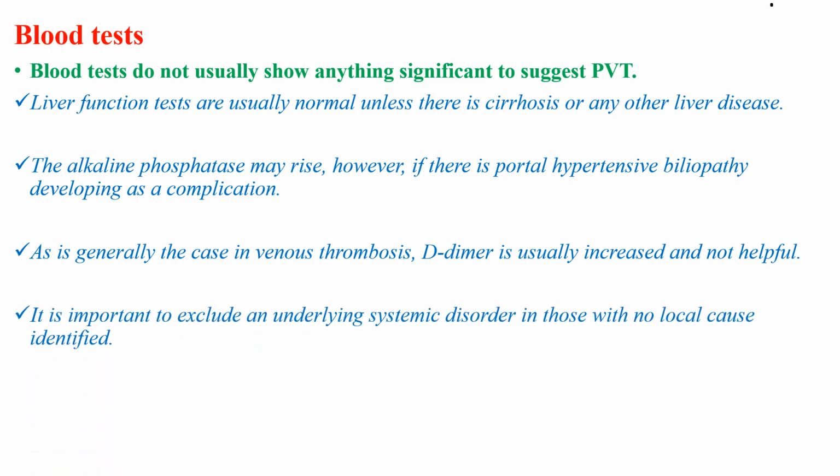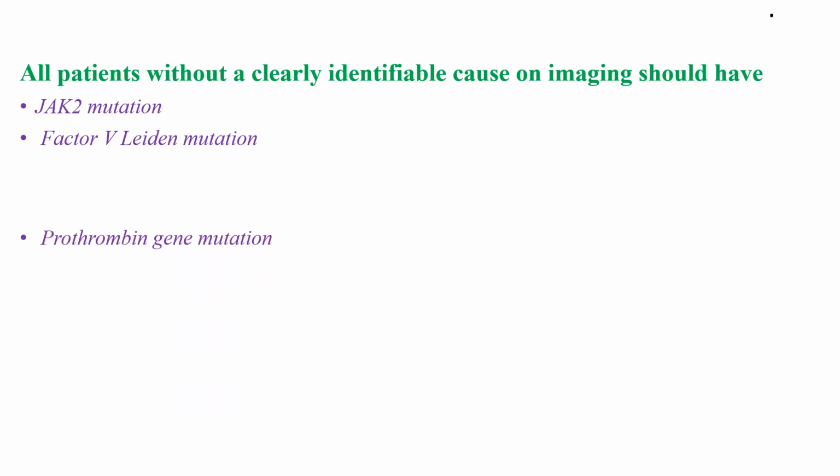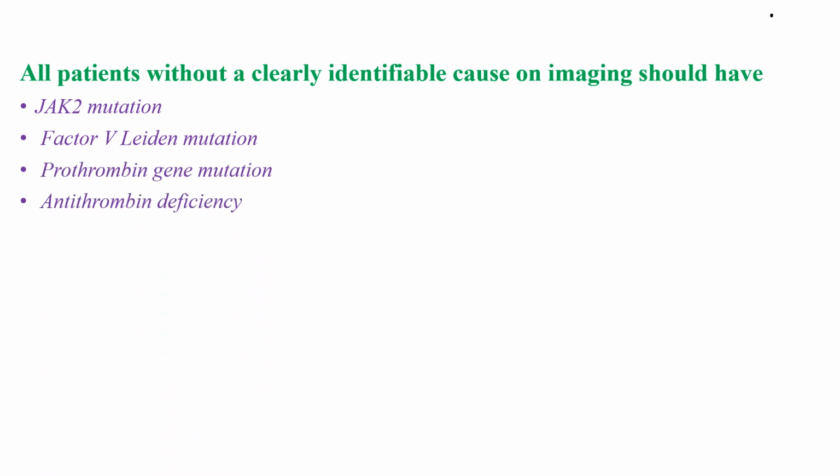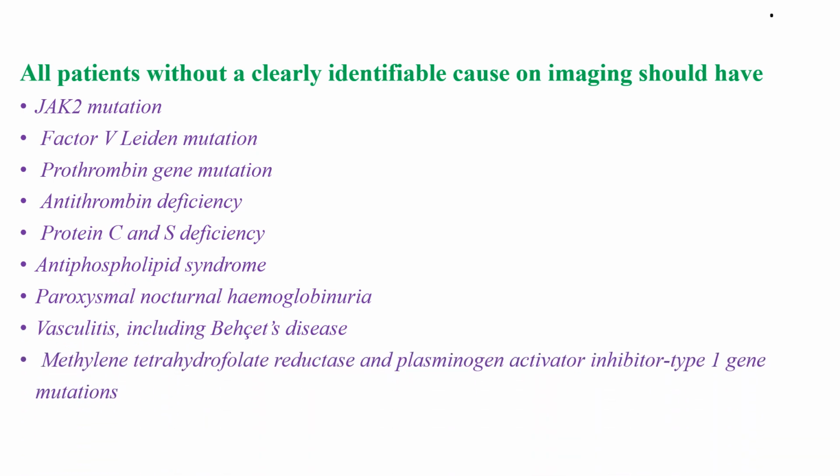It is important to exclude any underlying systemic disorder in those with no local cause identified. So, all patients without a clearly identifiable cause on ultrasound, CT, or MRI should be tested for JAK2 mutation, factor V Leiden mutation, prothrombin gene mutation, antithrombin deficiency, protein C and S deficiency, antiphospholipid syndrome, paroxysmal nocturnal hemoglobinuria, and vasculitis including Behçet disease. The methylenetetrahydrofolate reductase and plasminogen activator inhibitor type 1 gene mutations should also be determined.